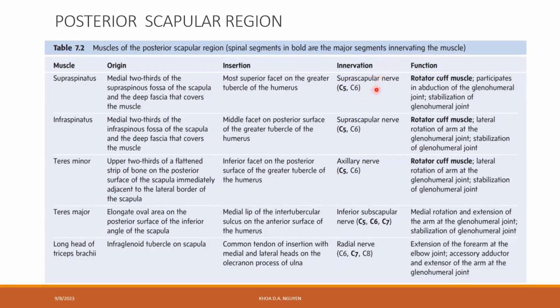For example, the supraspinatus and infraspinatus are both going to be innervated by the suprascapular nerve. The teres minor is going to be innervated by the axillary nerve, which muscle that we have already discussed also is going to be innervated by the axillary nerve. The deltoid muscle is also going to be innervated by this axillary nerve. Now the teres major is going to be innervated by the inferior subscapular nerve, and the triceps brachii, as we will see in the arm, is going to be innervated by the radial nerve.